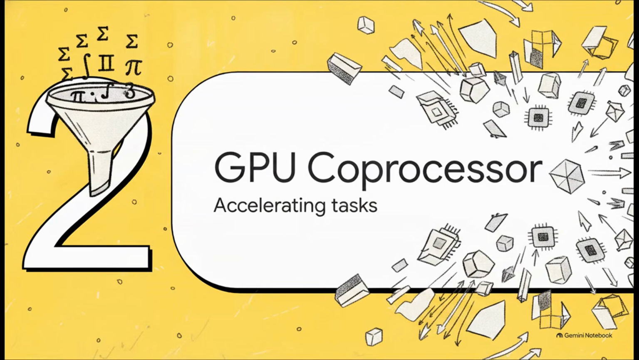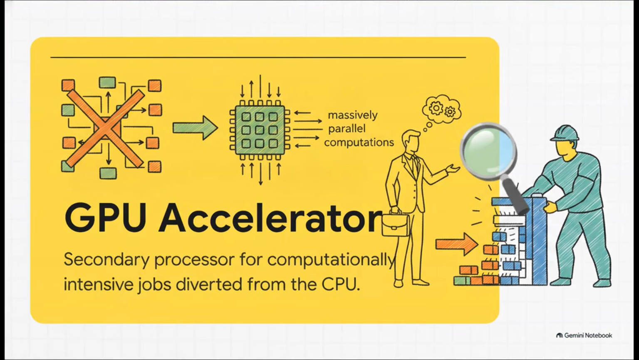Section 2. The GPU coprocessor solution. This is where we start accelerating tasks. So let's clearly define the GPU's real role here. In this modern architecture, the GPU acts as a coprocessor or an accelerator. Basically, it's a secondary processor purpose-built to handle incredibly computationally intensive jobs that we deliberately divert away from the main CPU. Think of it like a manager and a worker.